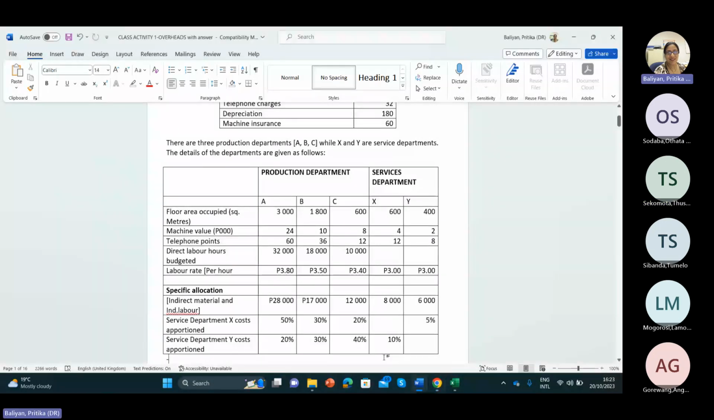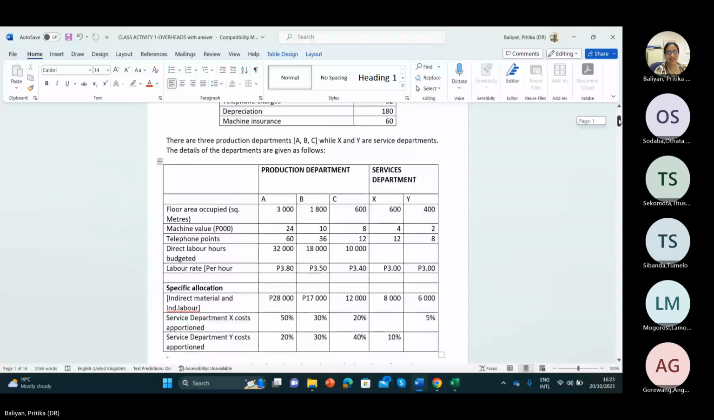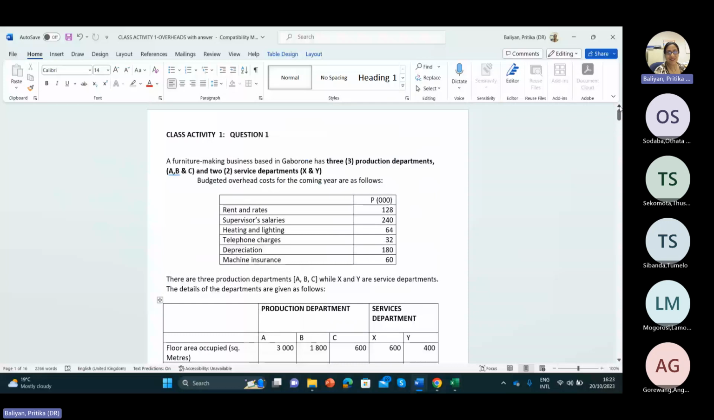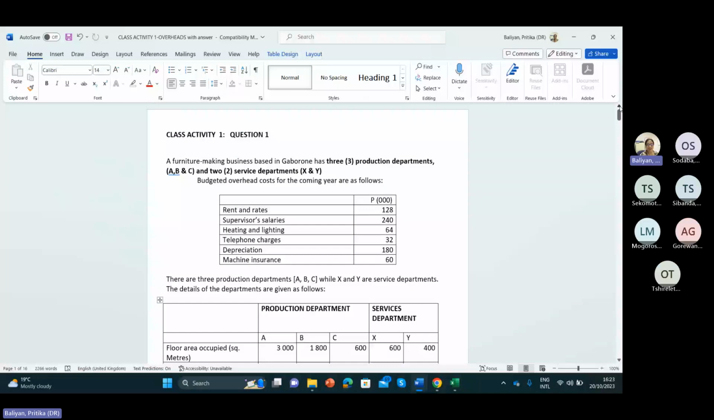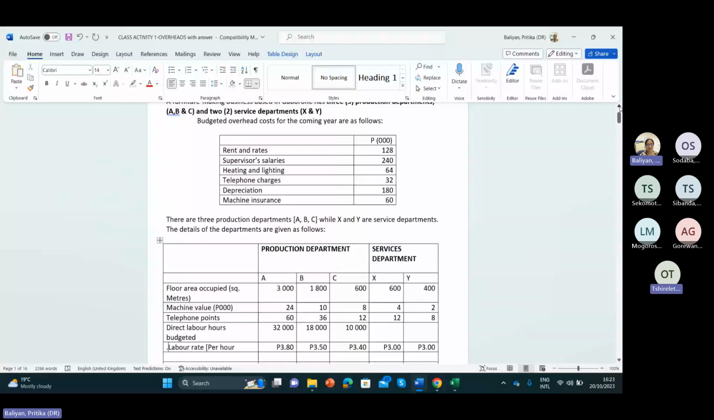Okay. So we are doing the same question, which we started in the last lesson, with the furniture making business based in Gabron, with 3 production departments, A, B, C, and 2 service departments. And as I said, preparing the overhead analysis sheet always goes through 3 steps. Number 1 is known as primary allocation. Number 2 is known as secondary allocation and a specific allocation. A specific allocation is any cost which is given departmental wise in the question.